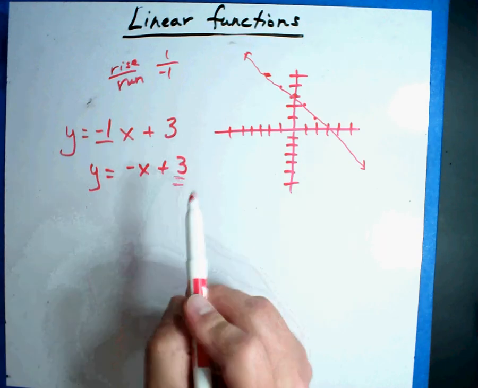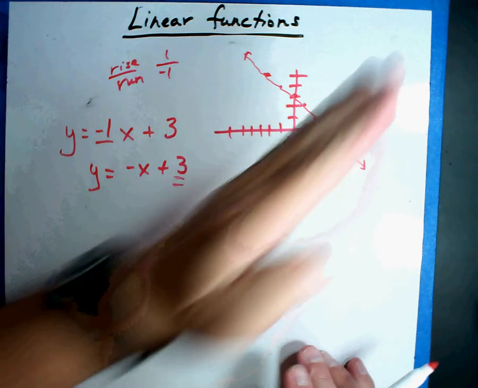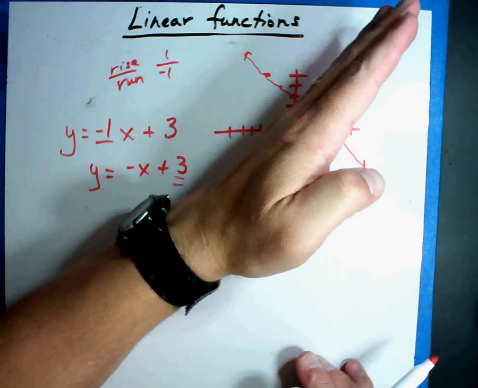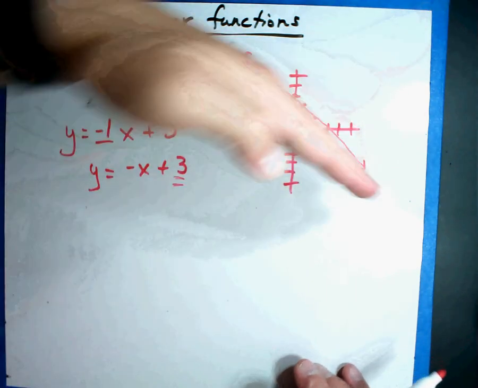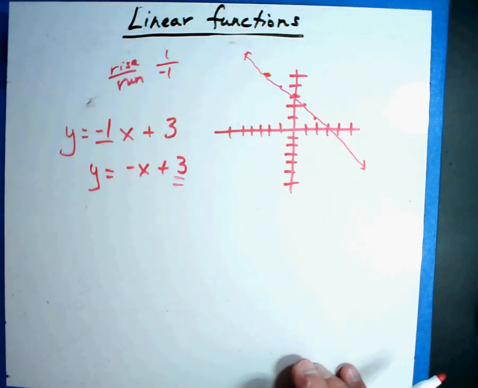It runs into the y-intercept there, and it's a negative slope. Notice the other two I had a while ago went like this. That was a positive slope. This one goes like this, so it's a negative slope.